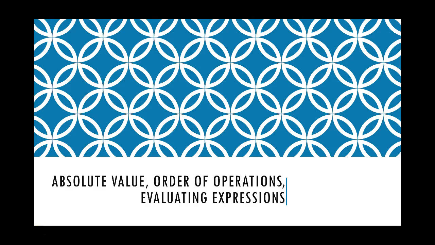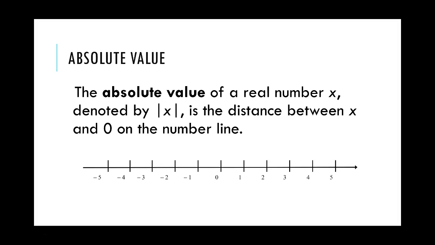In this video, we'll be talking about absolute value, order of operations, and evaluating expressions. The definition of absolute value is on your screen here. So it looks like a symbol like this. When you see those two straight bars surrounding a number, those are the notation for absolute value. So the absolute value is basically asking you a question. It's saying, what is the distance that number is from 0 on a number line?